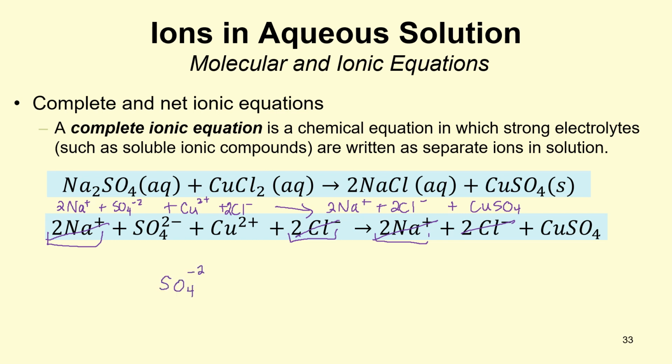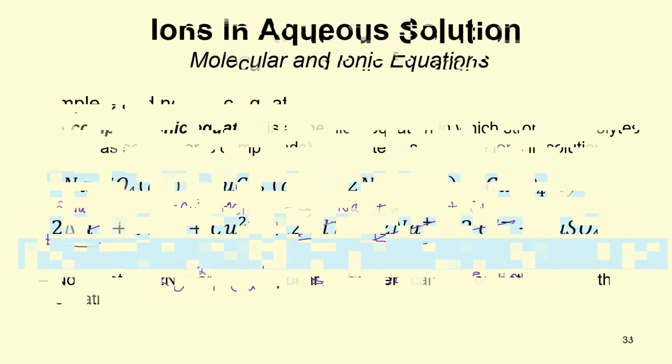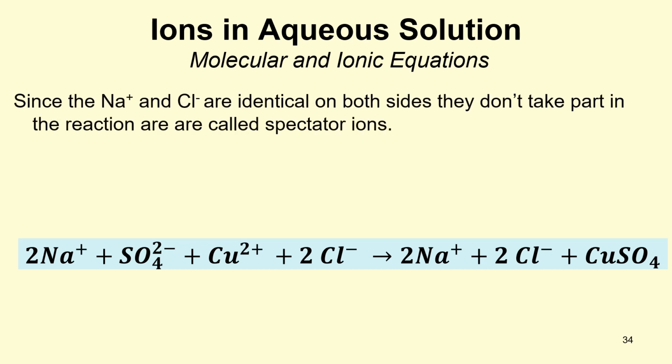SO4 -2 plus copper. And I think I've said it before, if you put the negative first or the number first, it doesn't matter. I tend to be really sloppy about that, as long as you have them. So this is called our net ionic equation, because the things that have shown up on both sides can be canceled out. I think that's on the next slide. So the Cl and the Na appear identically on both sides of the equation. They can get canceled out.